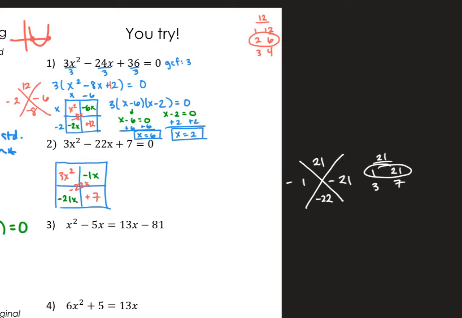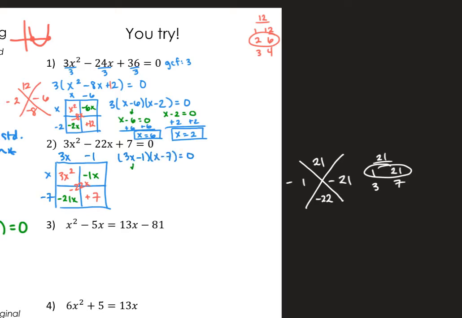Now to get the outside, we look at our top row and take the GCF. So 3x squared minus 1x, all they have in common is an x, and then we can work backwards. So x times what gives me 3x squared? That's going to be 3x. X times negative 1 would give us negative 1x. And then 3x times negative 7 would give us negative 21x. So now I have my factors. So 3x minus 1 times x minus 7 equals 0.